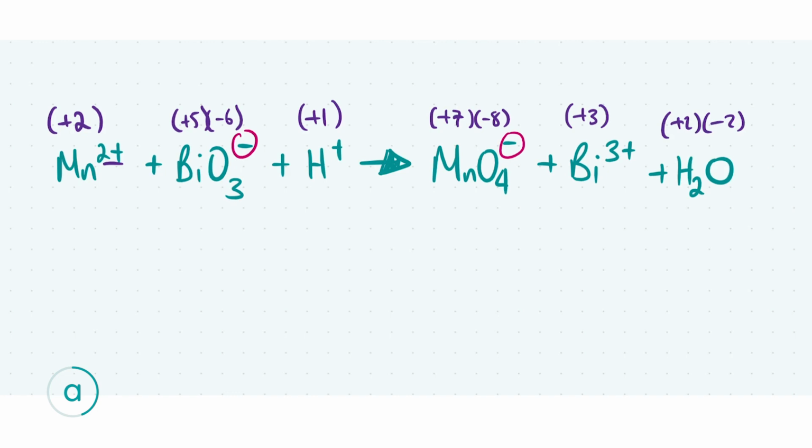And the reason that I know that is because it's going to be neutral overall. And if we know the oxygen is -2, then the hydrogens have to add together to be +2 so that they cancel out to give 0.